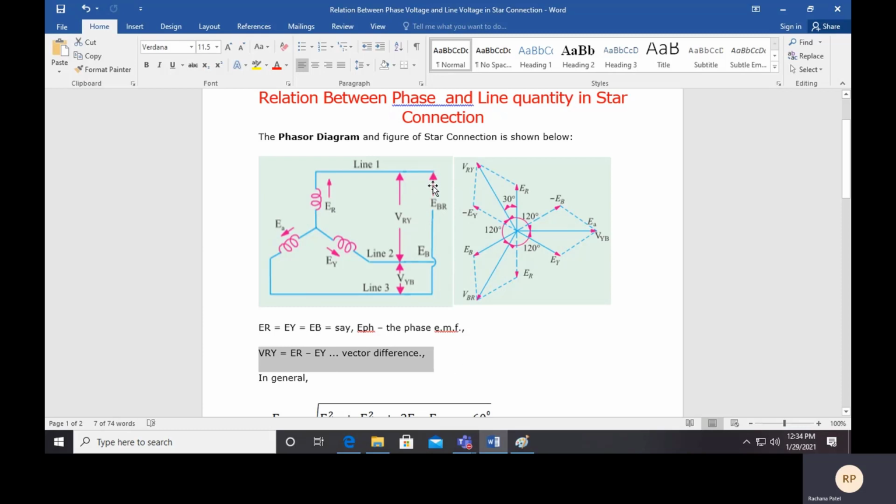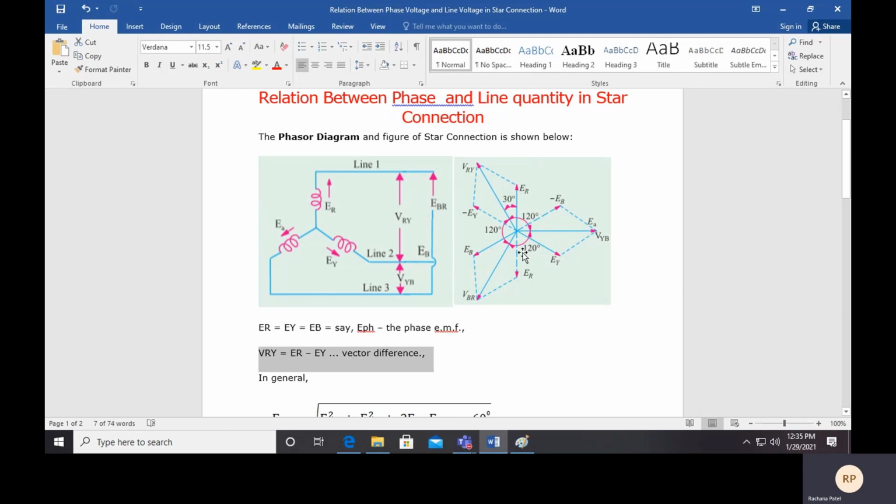In the same way, let's say VBR between the R terminal and B terminal. The respective phase voltages that come into the picture are ER and EB. And again, because of the opposite direction of injection, they result in the vector difference of both. VBR will be the vector difference of these two. Likewise, we can also apply the same concept for VYB. The same thing is represented by the phasor also.